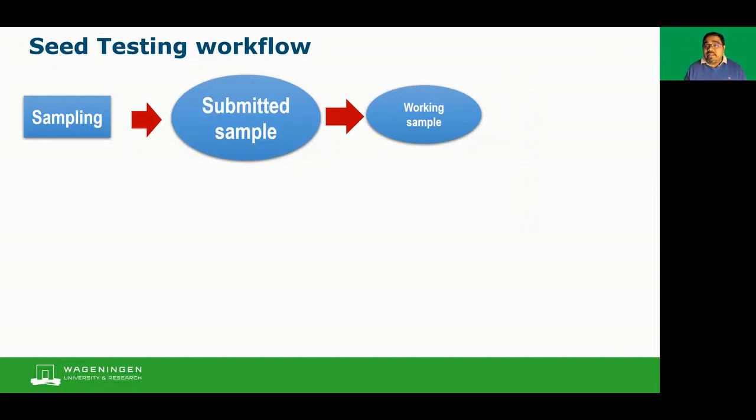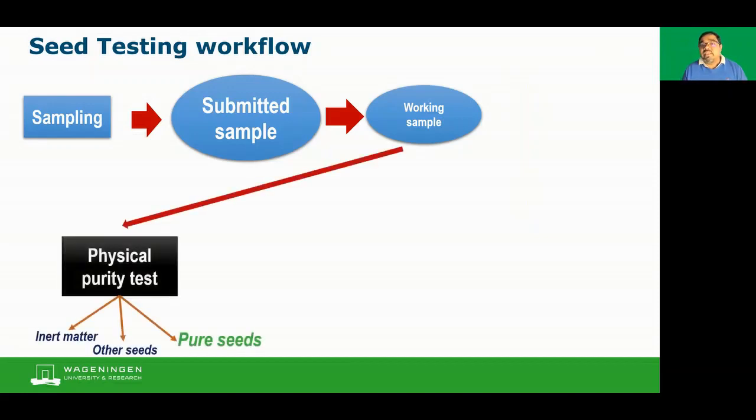So for some crops you need 1 kilogram of submitted sample and the working sample is 500 grams. For some, the submitted sample is 100 grams because they are small seeds, and the working sample is somewhere around maybe 50 grams or 30 grams. So we have to reduce the sample to get the working sample. And after reduction, the first test that is done is the physical purity test.